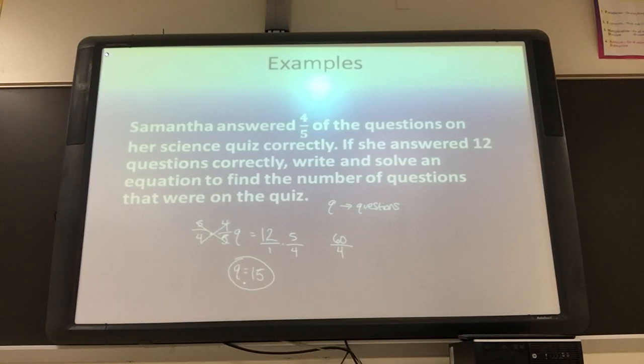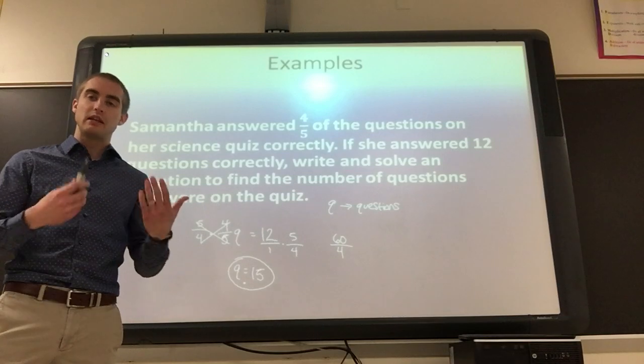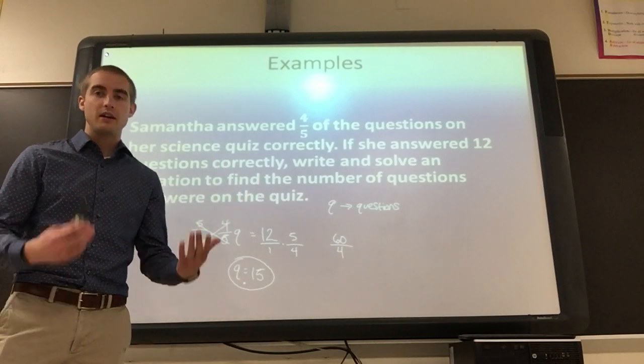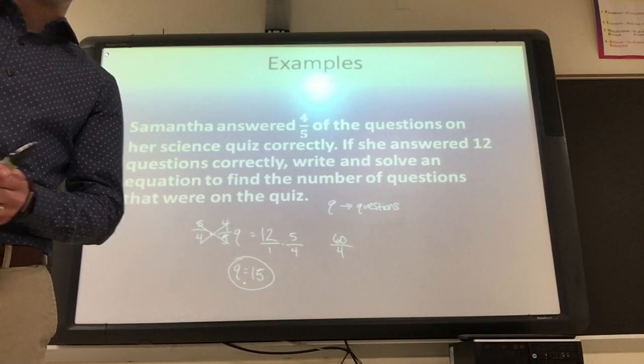Okay, so solving one-step equations, we do the opposite operation. If there's a fraction in front of the variable, we would multiply by the reciprocal on both sides. That gets rid of the fraction in front of the variable. And then we just do it on the other side and simplify our answer. So hopefully you're good with that on one-step equations.